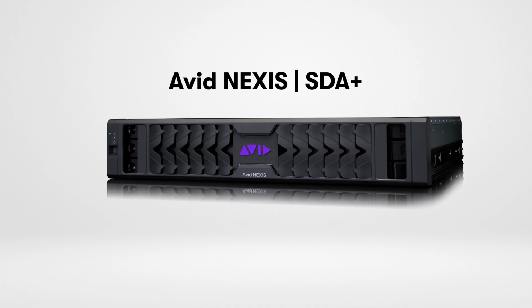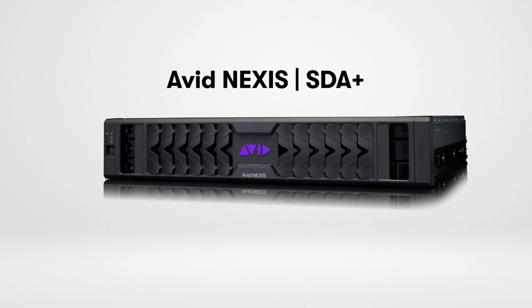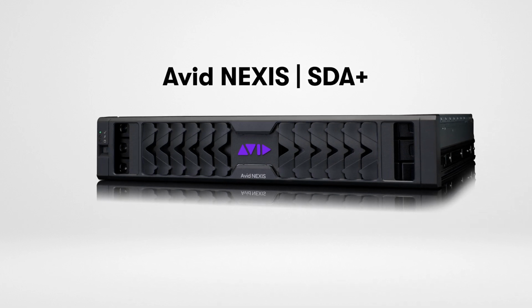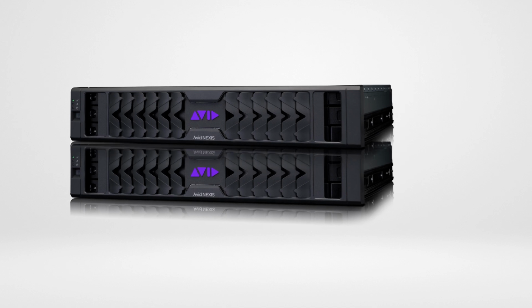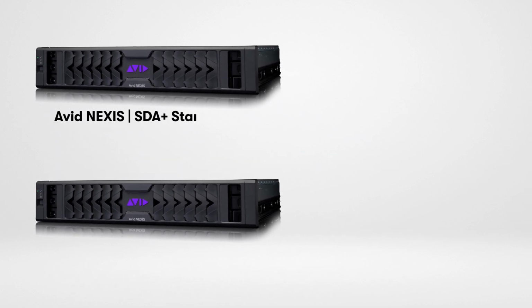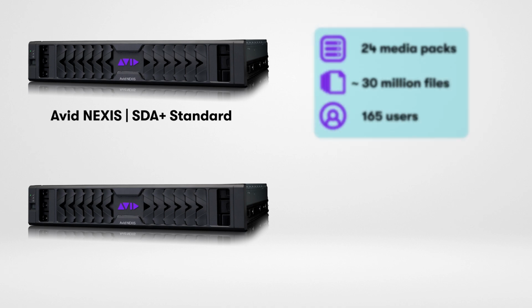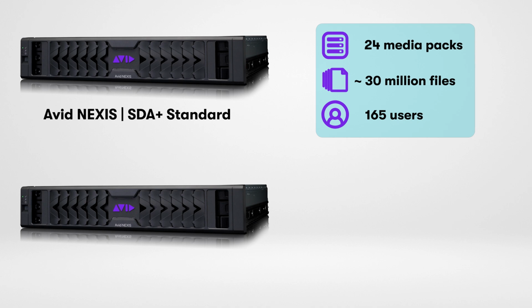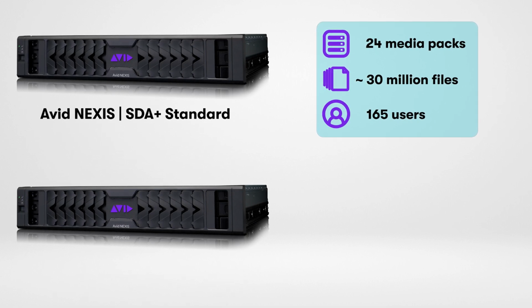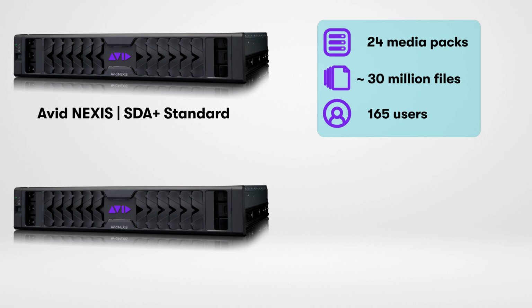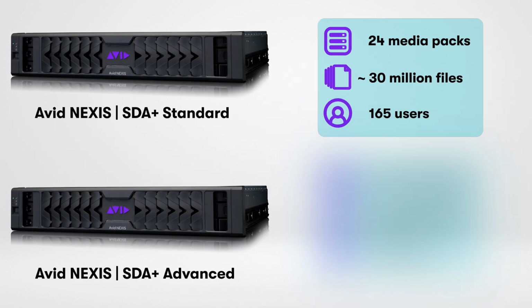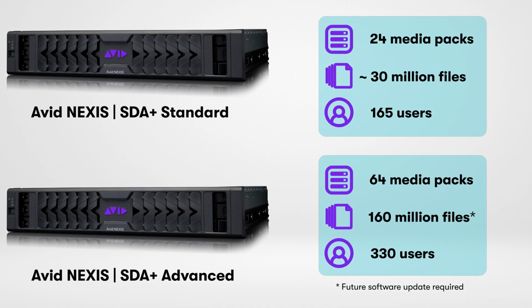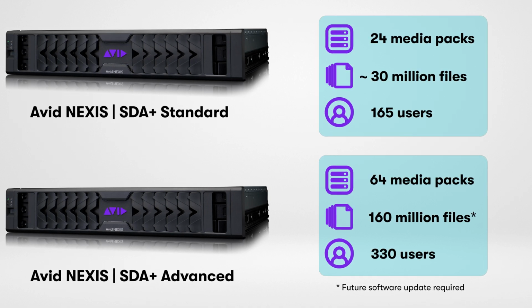The new enhanced System Director appliance, so-called SDA Plus, not only allows to store up to 160 million files, but also comes in two license options to precisely match your needs. With SDA Plus standard license, you can use up to 24 media packs in your system that can host nearly 30 million files that can be accessed by 165 users at the same time. With SDA Advanced license, there can be up to 64 media packs in one system that can host 160 million files that are accessible to 330 users simultaneously.